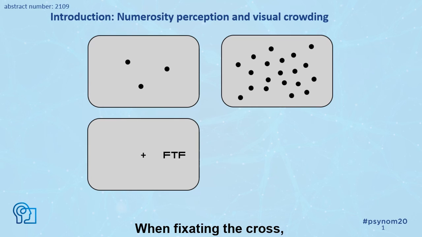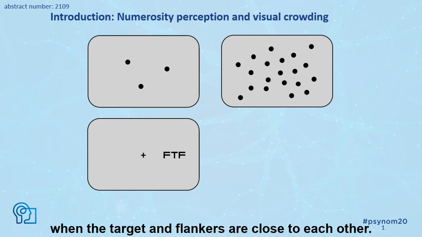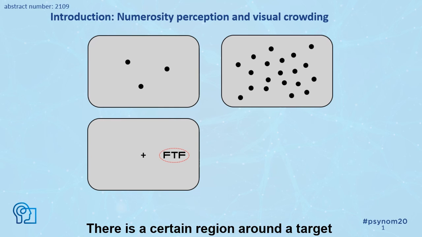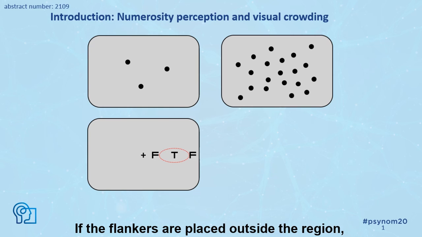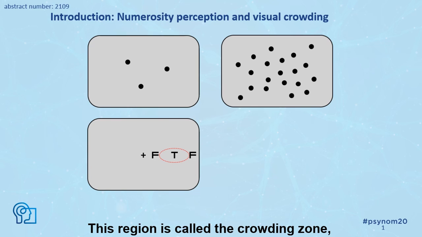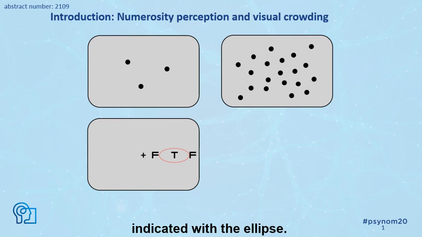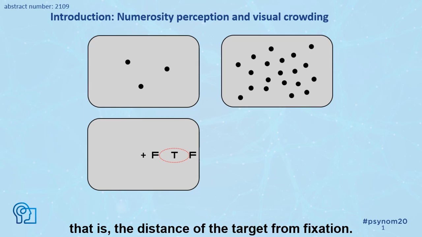When fixating the cross, the identification of the target T is quite difficult when the target and flankers are close to each other. There is a certain region around the target in which flankers interfere with target perception. If the flankers are placed outside the region, they stop interfering. This region is called the crowding zone, indicated with the ellipse. The size of the crowding zone increases with eccentricity, that is, the distance of the target from fixation.